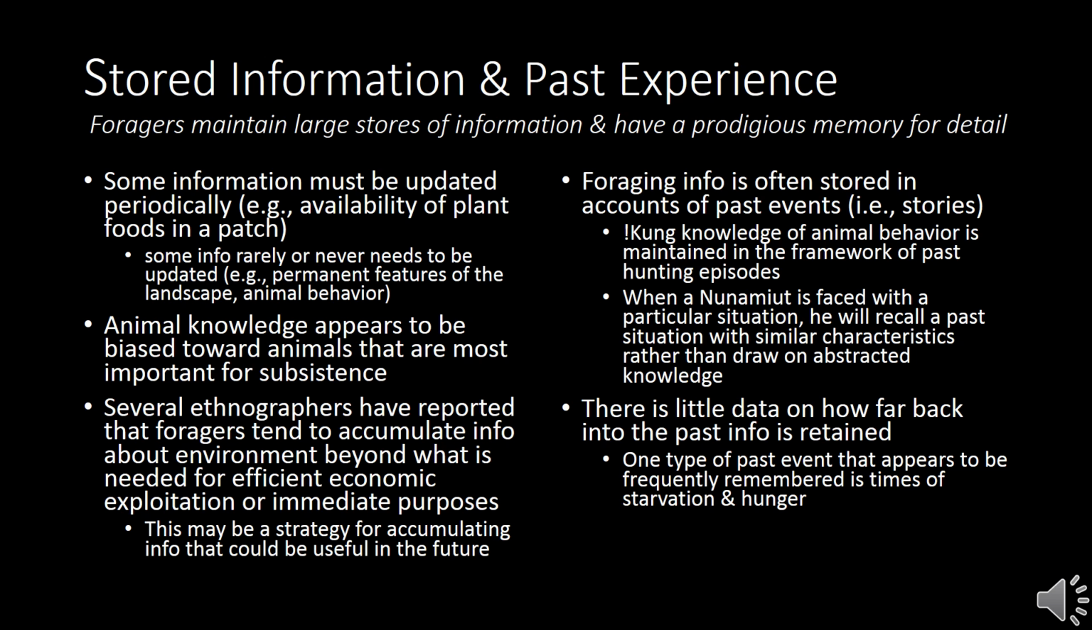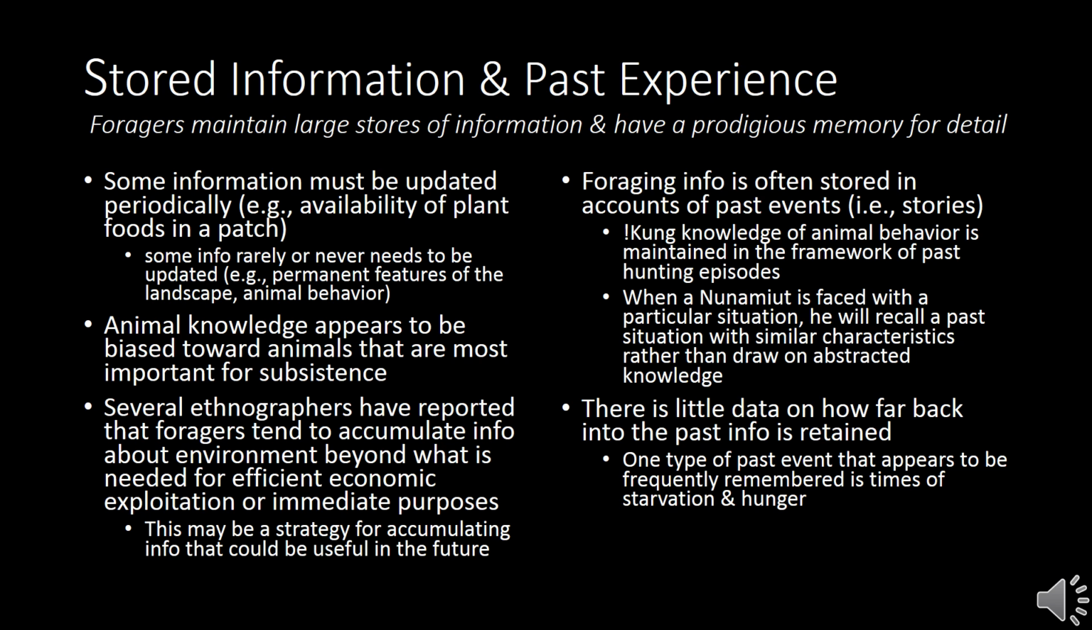Foraging information is often embedded in accounts of past events, that is, in stories, rather than being stored independently. For example, Kung knowledge of animal behavior is maintained in the framework of past hunting episodes. Similarly, when a Nunamiut is faced with a particular situation, such as the tactics to use when killing a caribou, he will recall a past situation with similar characteristics rather than draw on abstracted knowledge of caribou behavior. Since foragers are preliterate and thus do not keep written records, a culture's oral accounts of past events are in effect its record of its history.